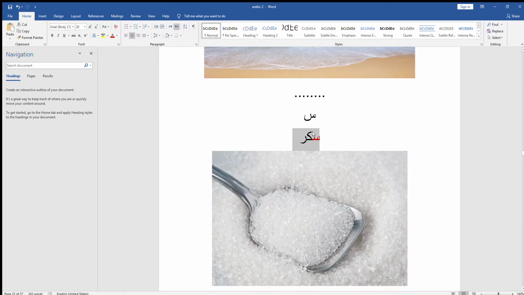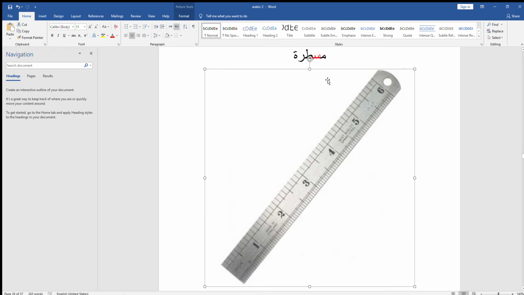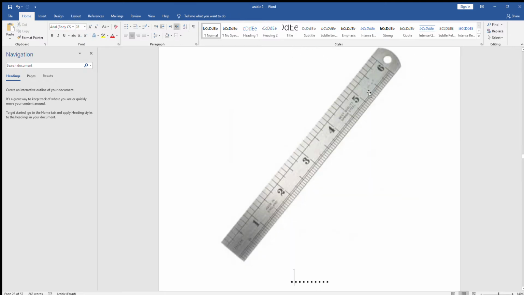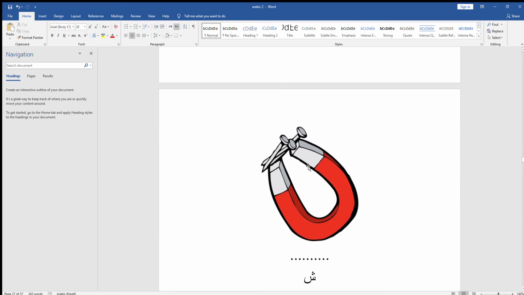Seen at the beginning of the word: سكر. Seen between two letters, like مسطرة. This is مسطرة. Seen at the end of the word, like مغناطيس. This is مغناطيس.